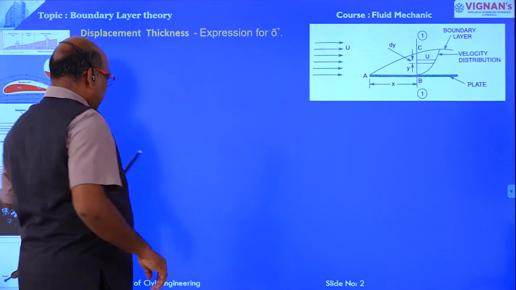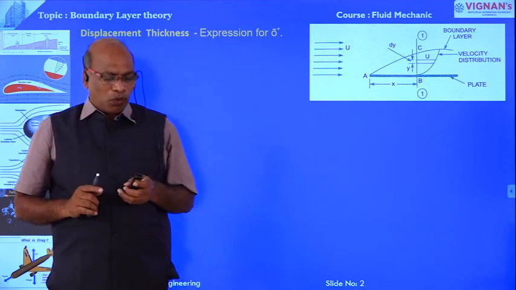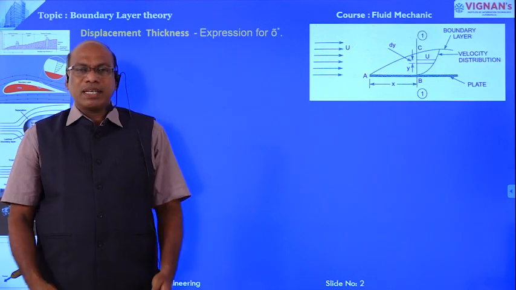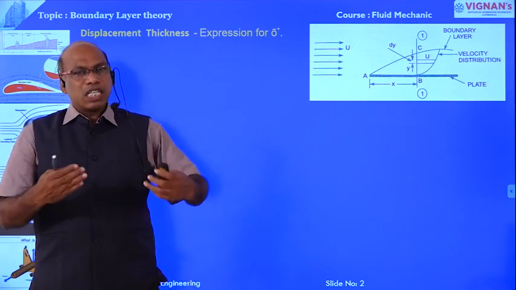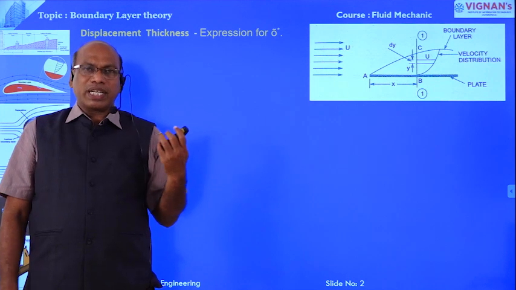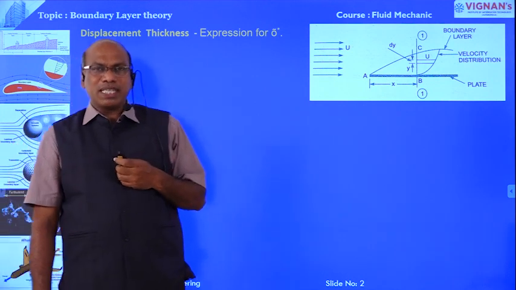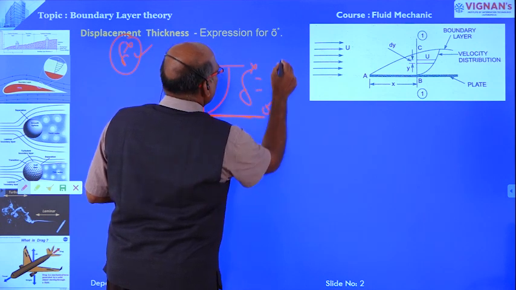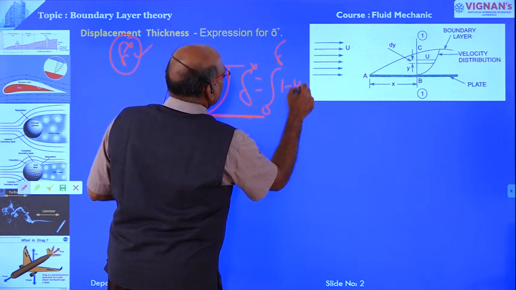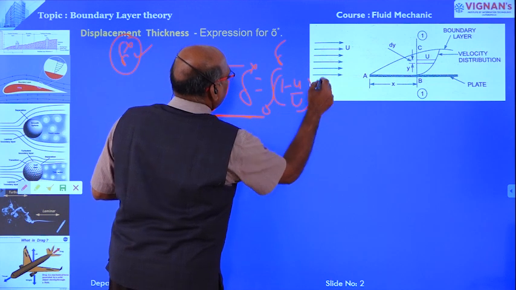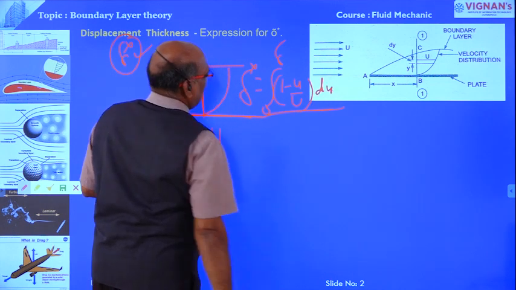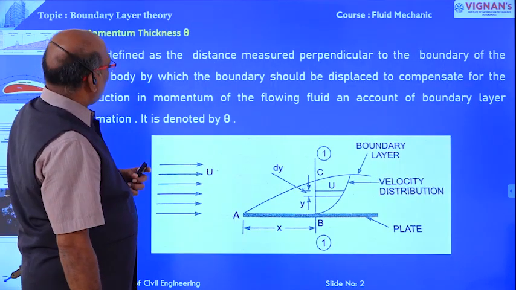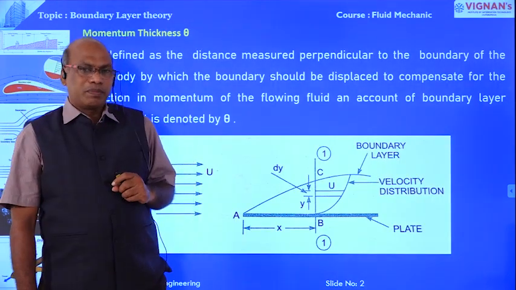Now, boundary layer thicknesses are of three types: displacement thickness, momentum thickness, and energy thickness. Displacement thickness: last class I derived the formula. Delta star is equal to the integral from 0 to delta of (1 minus u divided by capital U) dy. This was derived in the last class. Now we are going to discuss momentum thickness.